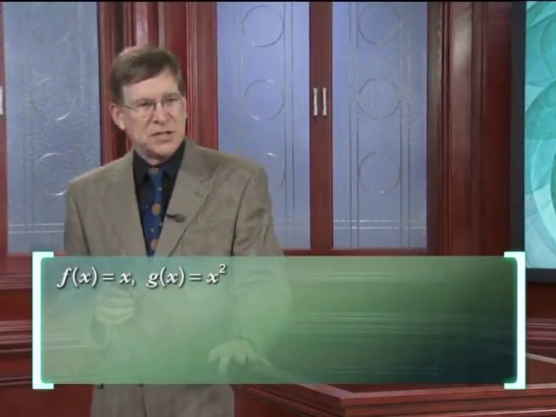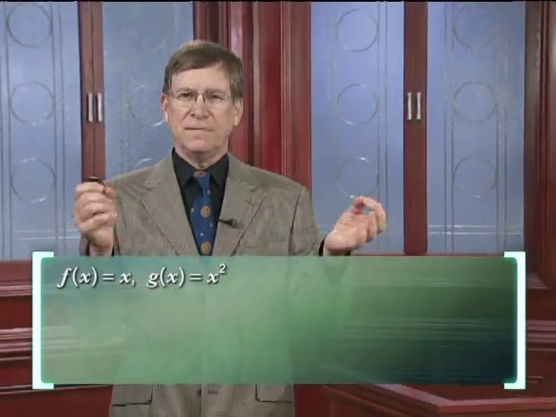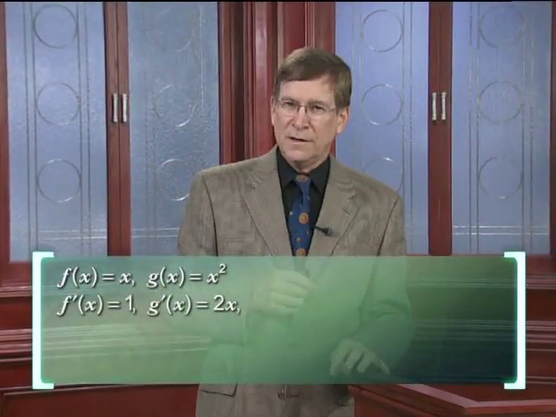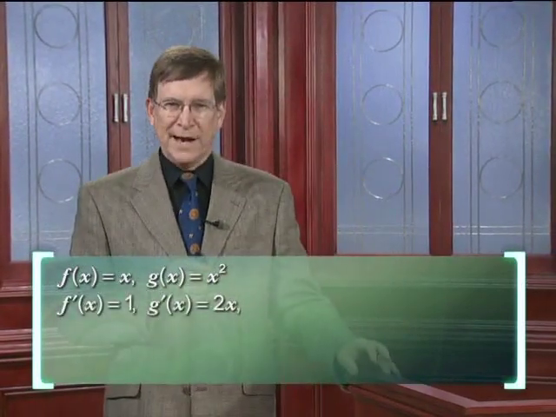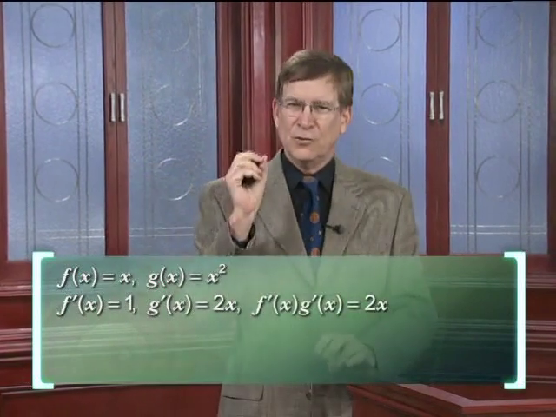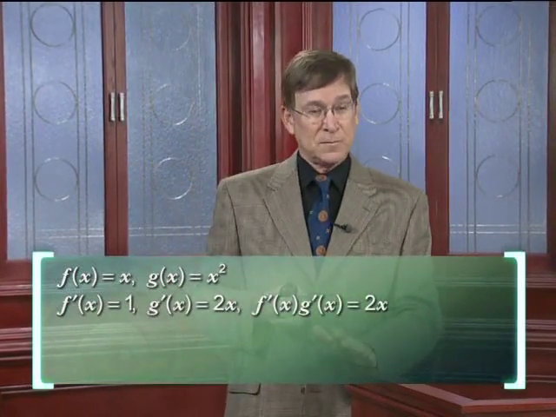Let me show you a very simple example where the product of the derivatives is not the derivative of the product. Let's look at f of x equals x and say g of x equals x squared. So these are two functions, x and x squared. The derivative of x is 1. The derivative of x squared is 2x. So the product of the derivatives is 2x.